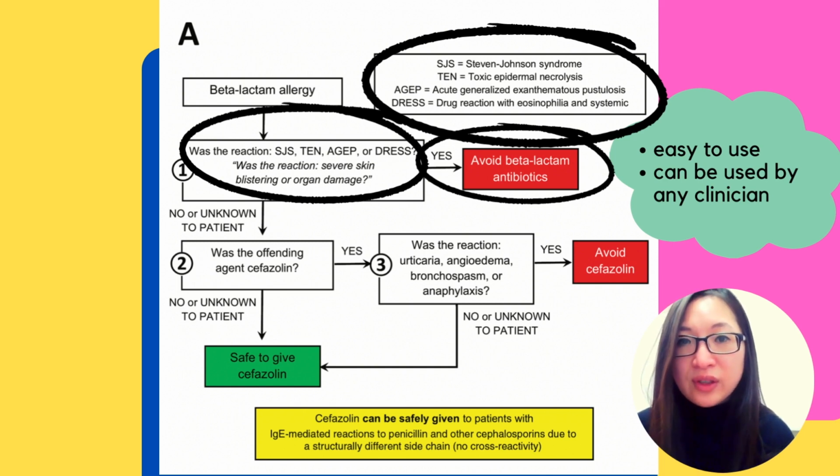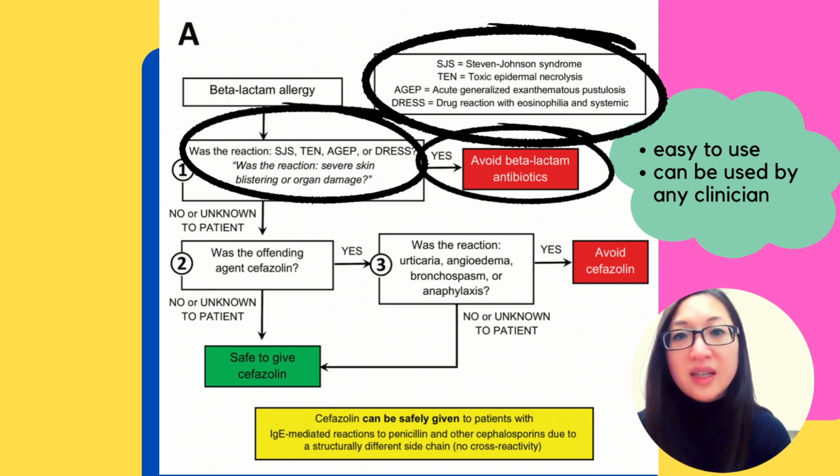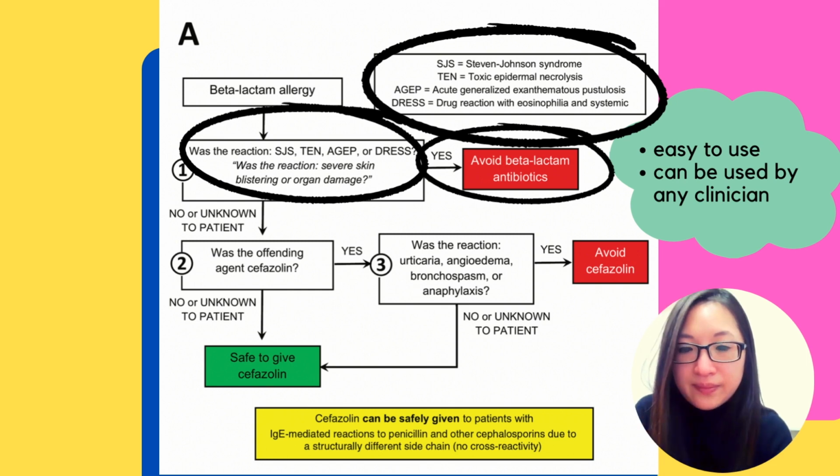So first off, you want to determine the reaction that the patient had when they received their prior beta-lactam. Was the reaction a delayed reaction with systemic involvement, such as Stevens-Johnson syndrome or DRESS? If so, because of the lack of study demonstrating or supporting the cross-reactivity for these sorts of reactions, it is best to avoid beta-lactams, as shown in this algorithm.